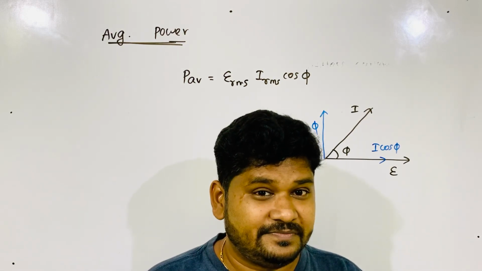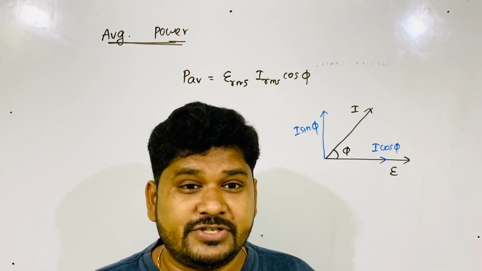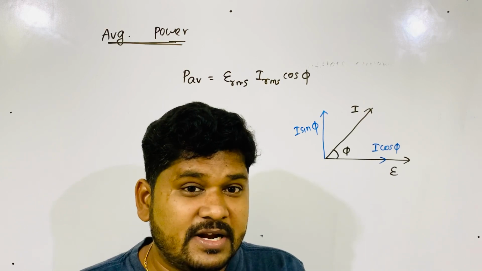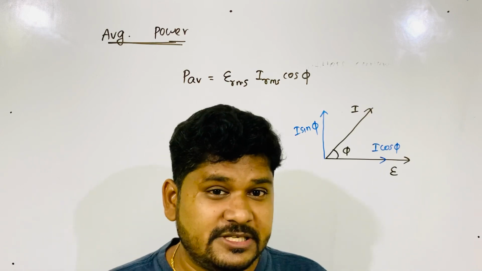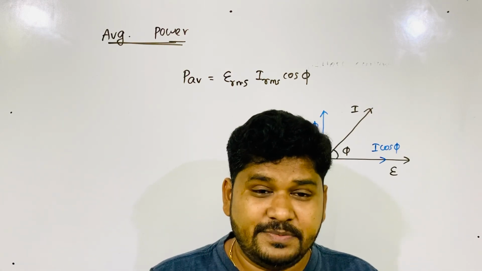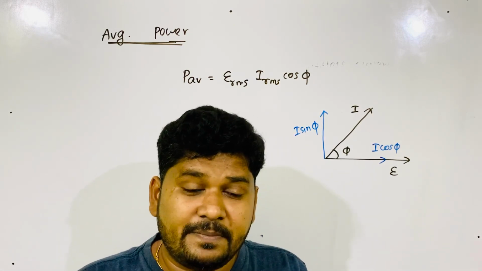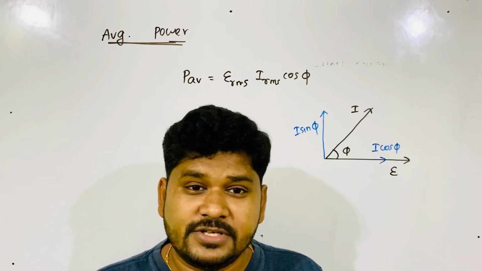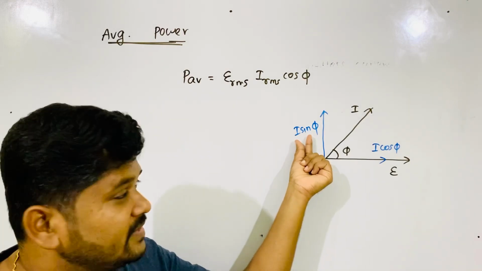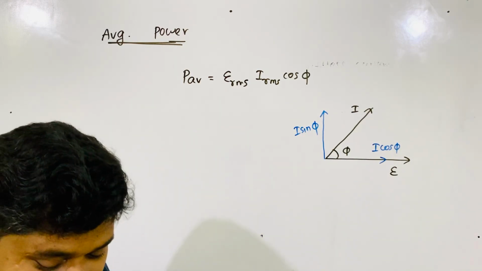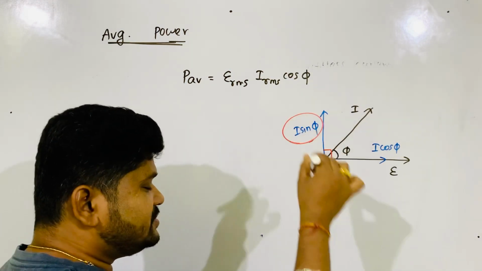Because just before I told you, if EMF and current are perpendicular to each other, then power consumption is equal to 0. What did I tell? In a pure inductive and pure capacitive circuit, EMF and current are 90 degrees apart. Where EMF and current are perpendicular to each other, power consumption is equal to 0. So here you see, this is the EMF, this is the current component. Current component and EMF are perpendicular to each other. When they are perpendicular, this current consumes no power.